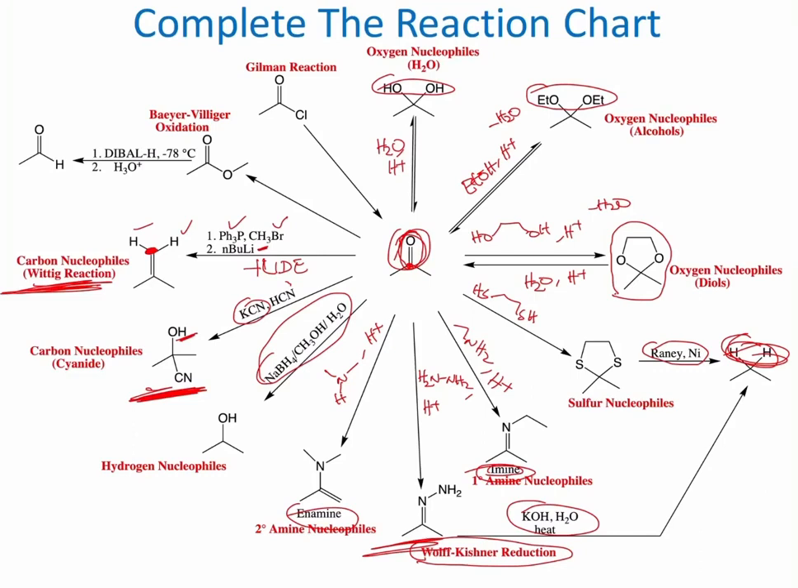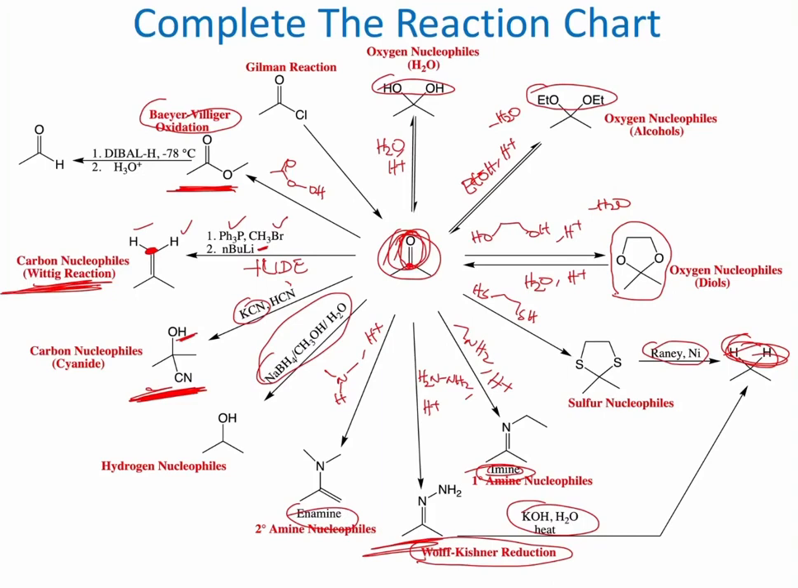We can also do oxidation if we use peroxy acids. If we use peroxyacetic acid, then we can transform a ketone into an ester.